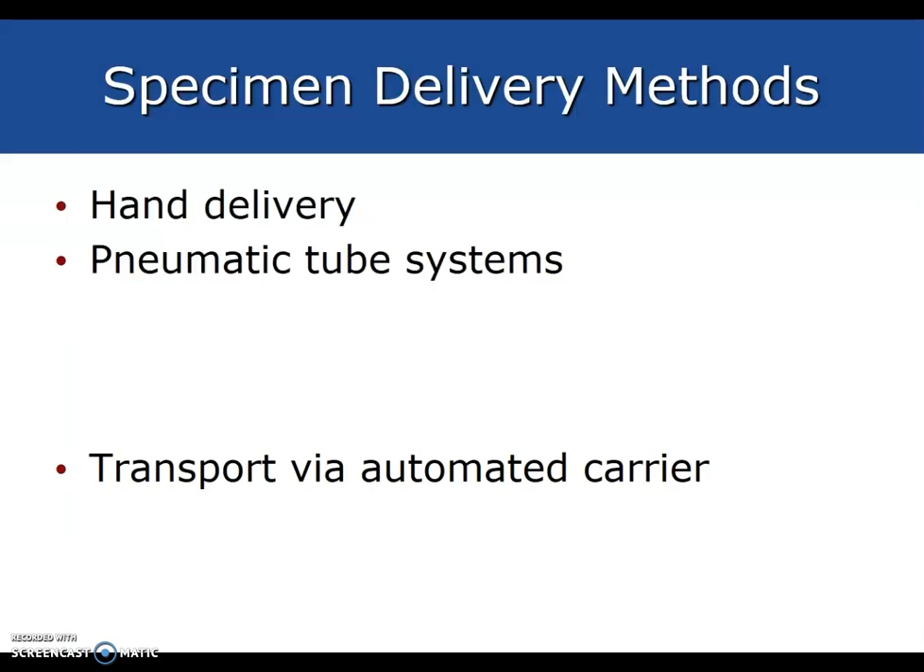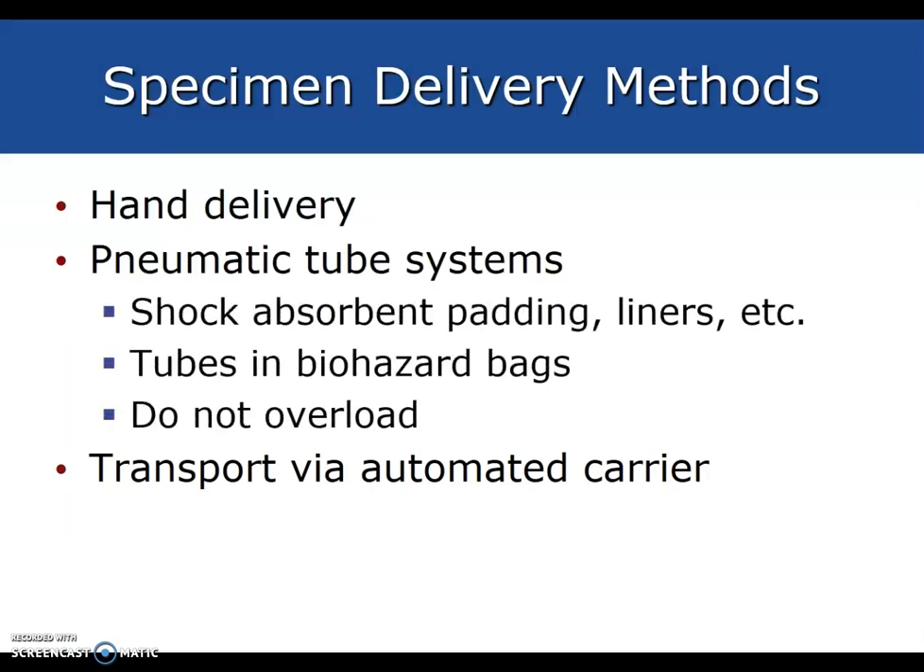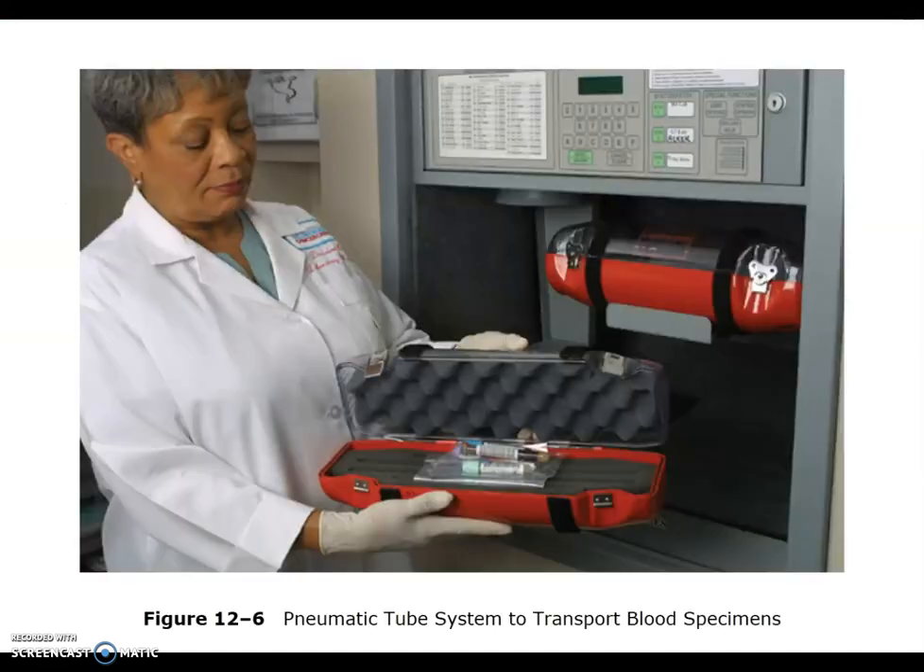Specimen delivery methods. There's hand delivery and the pneumatic tube systems. Pneumatic tube systems have a shock-absorbent padding liner, tubes and biohazard bags. We do not want to overload or transport glass because if the specimen were to be lost or broken, it could ruin the tube system. So we will hand deliver microbiology blood cultures to the lab, and we can transport via automated carrier. This is what the pneumatic tube system looks like.